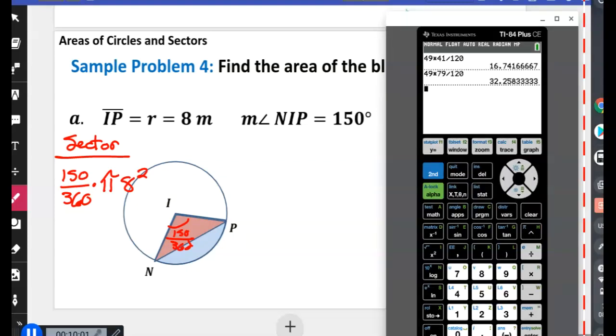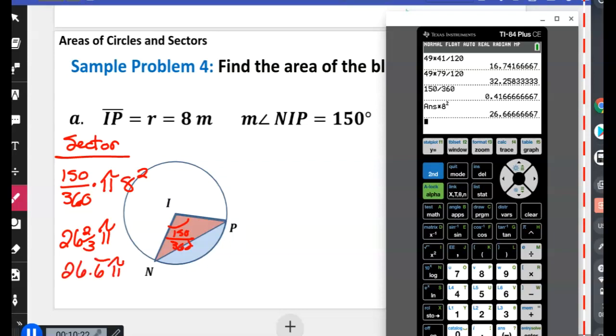So we have 150 divided by 360 times 8 squared. Remember, we're leaving the pi. So that's 26.6 repeating, which is 26 2/3 pi. Or you could do 26.6 repeating. So that is the area of the sector, the slice of pie.